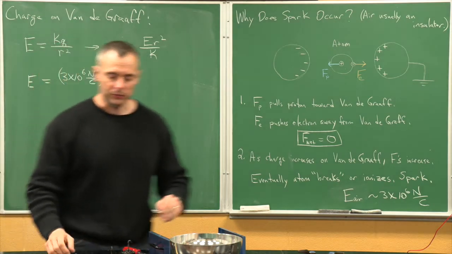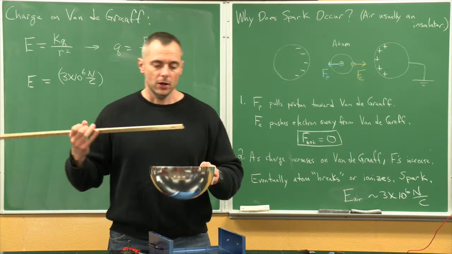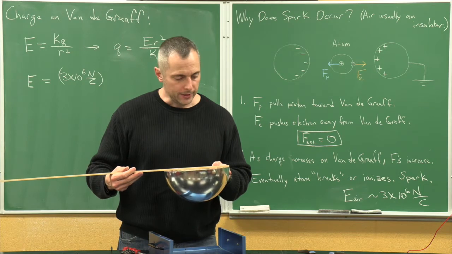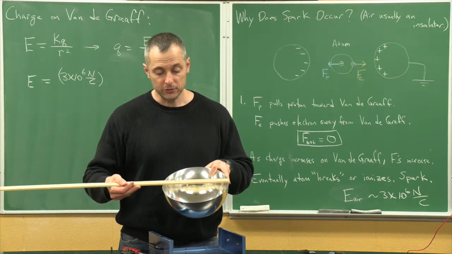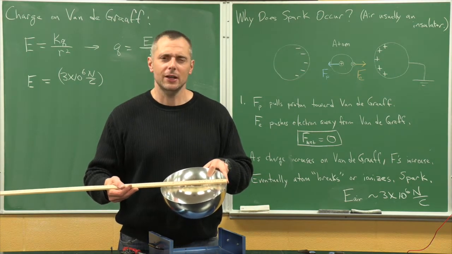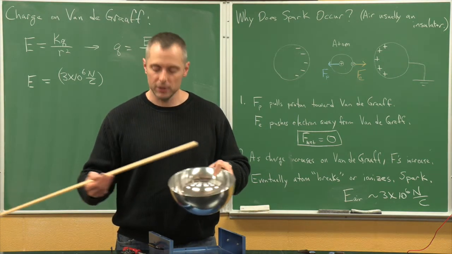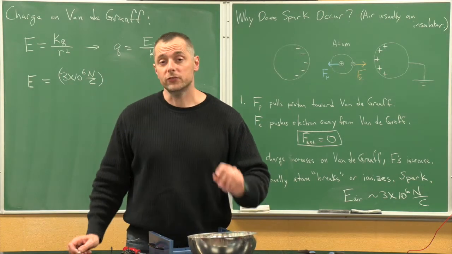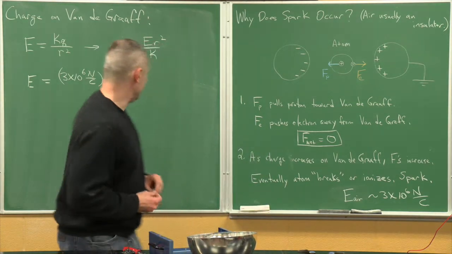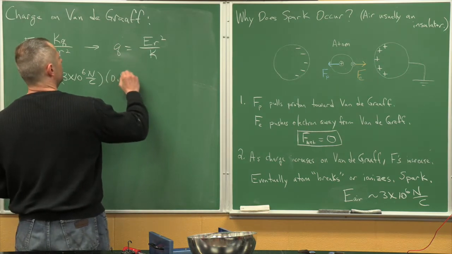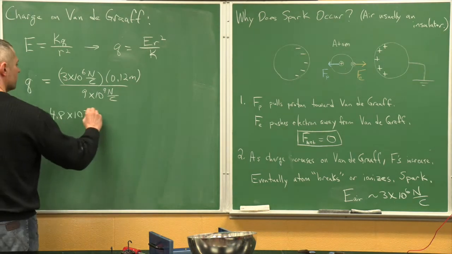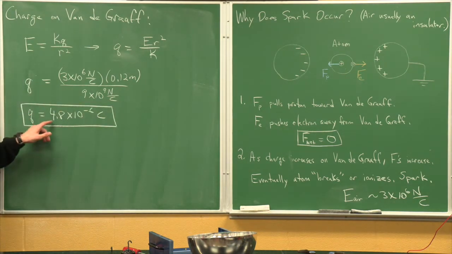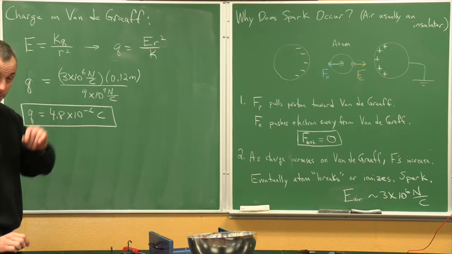What's the radius of the Van de Graaff generator? Well, I could get a meter stick here, and I'm seeing about 24 centimeters diameter, which would make a 12 centimeter, half of 24, radius. So 0.12 meters. When the charge reaches this, and it's negative because the Van de Graaff is building up electrons, boom, spark.